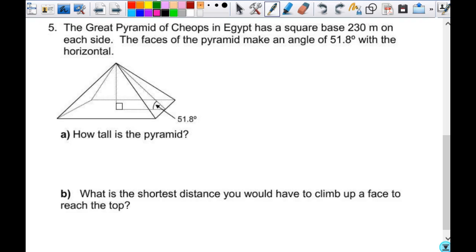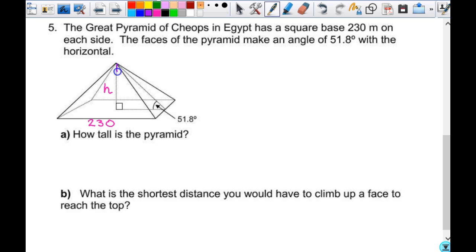And most of these are nice because the picture's already there. You don't even have to think through the picture, so it's a little easier. So the Great Pyramid of Cheops in Egypt has a square base, 230 meters on each side. So I'll make this 230. The faces of the pyramid make an angle of 51.8 degrees with the horizontal. And we want to know how tall is the pyramid, so we are looking for the height.